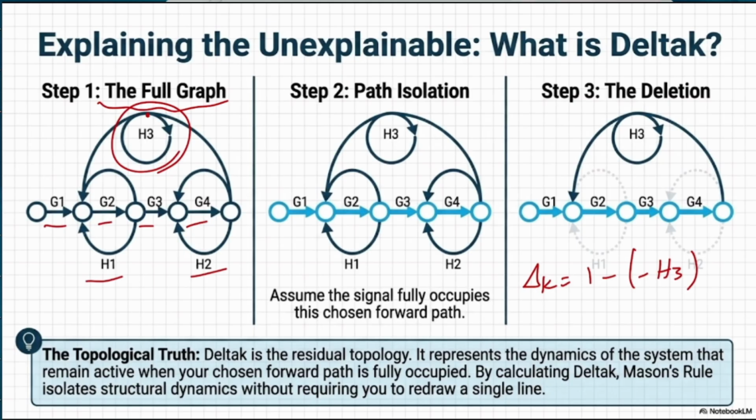So when we have the path isolation, when we have the forward path, it is easy. I only have one forward path if I consider that one. So G1, G2, G3, G4.